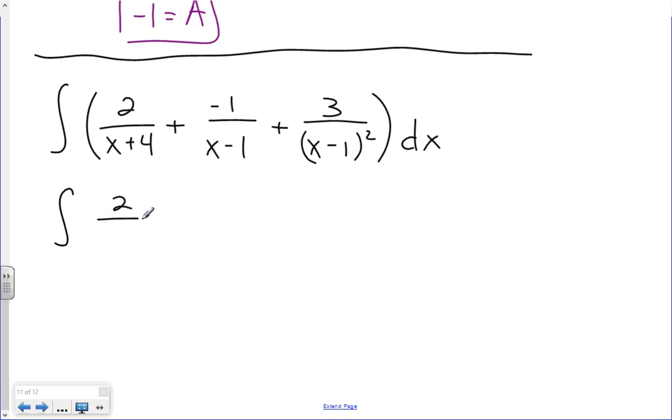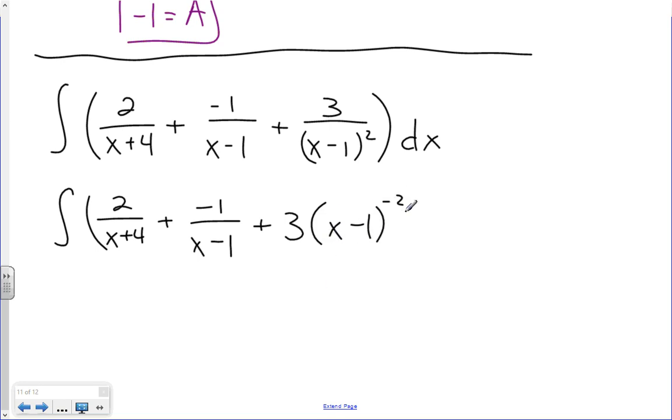You have 2 over x plus 4. If you wanted to pull the 2 out of the numerator, if you prefer doing that, you could. And even with the negative 1 with this next one, you could do so. But I'm going to leave it just like it is. That's how we've been dealing with it. But the last one, I think I'm going to write that as a power function. It might be a little bit easier if we see it that way, that this is really 3 times x minus 1 to the negative 2. We're going to integrate that using our power rule.